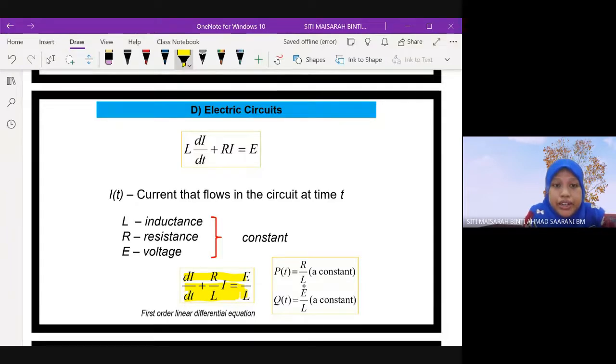I2 is current, R2 resistance, L2 inductance, E2 voltage. Okay, walaupun dia punya differential equation ni kalau tengok ni ada R, L, I apa semua ni kan, sebenarnya dia dah ringkaskan untuk awak lah. Dia dah ringkaskan P in term of T, R over L ni, R over L is P in term of T, E over L ni adalah Q in term of T.